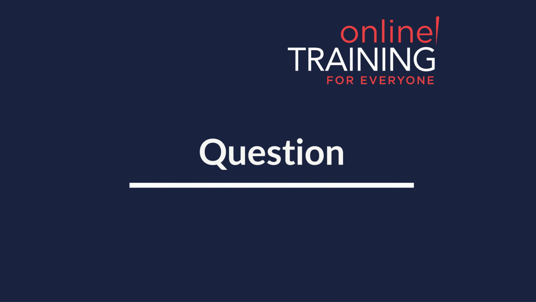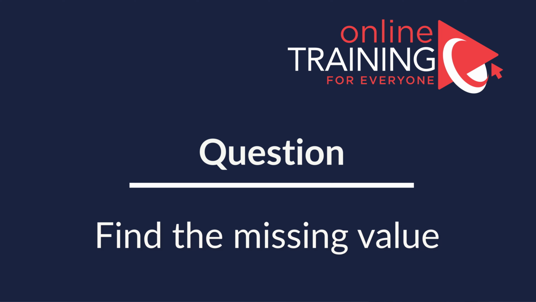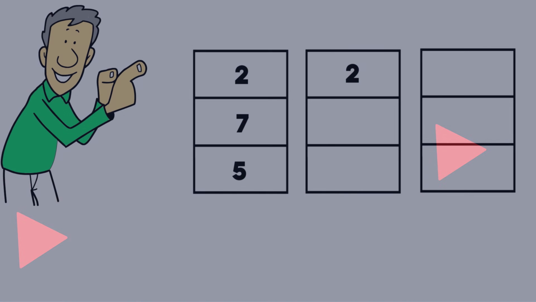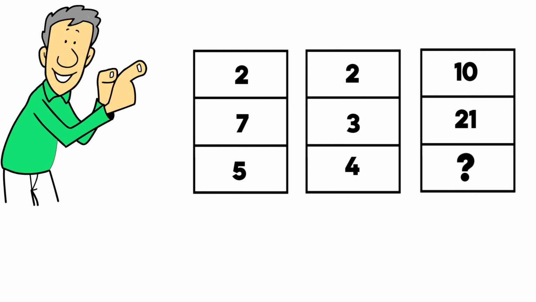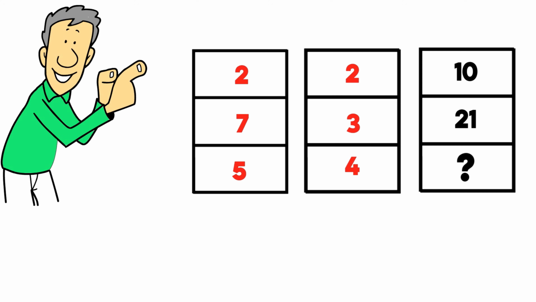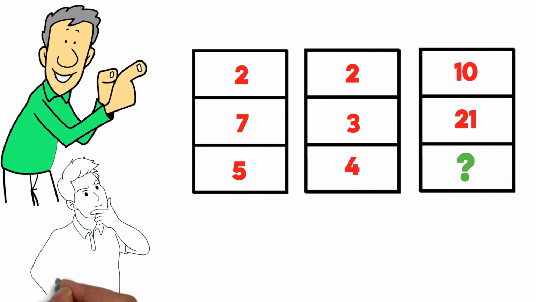I'm extremely excited to share with you the question that tests your pattern recognition skills. You're presented with 3 columns. Each column has 3 numbers. In the first column, we see numbers 2, 7, 5. In the second, middle column, we see numbers 2, 3, and 4. And in the last, rightmost column, column number 3, we see numbers 10, 21, and then 1 number missing. You need to find the missing value, which is highlighted by a question mark.